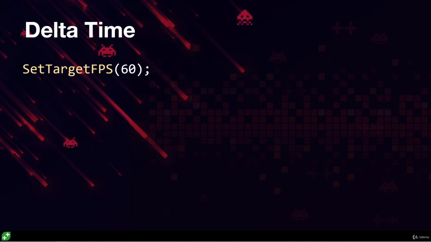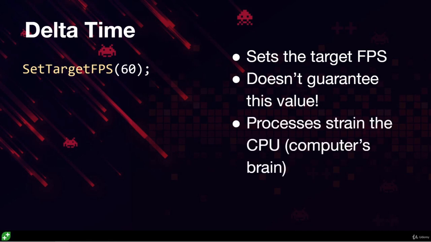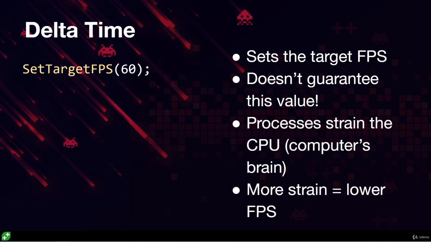Now, in our program, we've been using the setTargetFPS function passing in 60. So far as we understand, setTargetFPS will set the target frames per second, but what you might not have realized is setTargetFPS does not guarantee this value. That's because the processes performed by the CPU, or the computer's brain, cause strain that may slow down the frame rate. The more strain, the lower our frames per second.